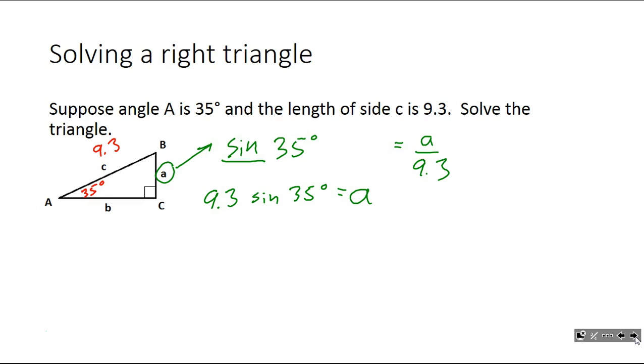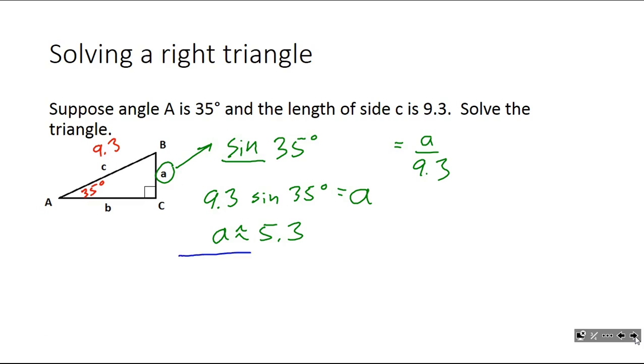Notice this is just a calculator problem now. Before you use your calculator, you want to make sure it's in degree settings. And since side C was given to 1 decimal place, I'm going to round A to 1 decimal place also. I got 5.3 for that. So there we are. We now know side A.